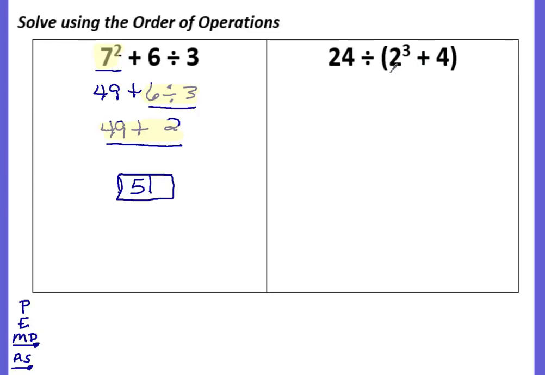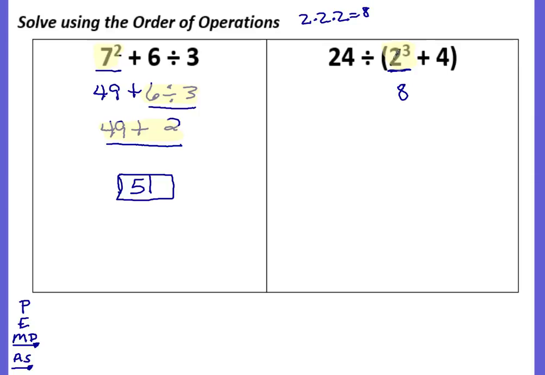There is an exponent. So I'm going to underline it, or if you want to, you can highlight it. And I'm going to solve 2 cubed first. Now, if you have the bad habit of saying 2 times 3 is 6 when dealing with your exponents, then write it out. Go to the side of your paper and say, okay, 2 cubed. That is 2 repeated 3 times. The operation is multiplication. 2 times 2 is 4. 4 times 2 is 8. So 2 cubed is 8.